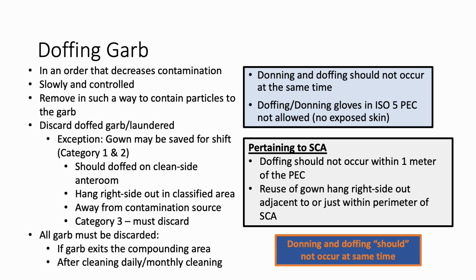We do not want any exposed skin in an ISO 5 PEC. When it pertains to a segregated compounding area, doffing should not occur within 1 meter of the PEC. We want to keep our doffing process away from that PEC as much as possible. And if we're using the gown, we want to hang it right side out, either adjacent to or just within the perimeter of the segregated compounding area.